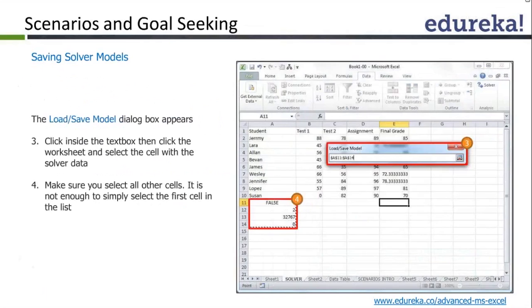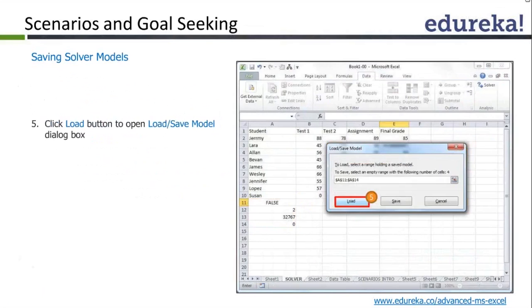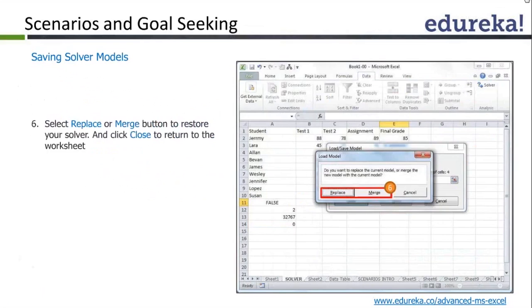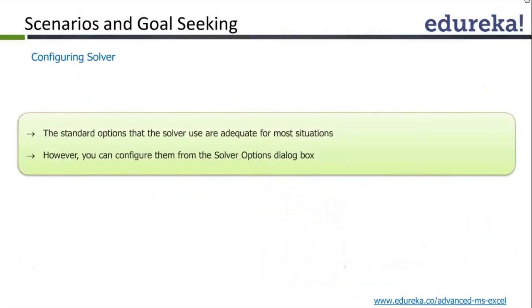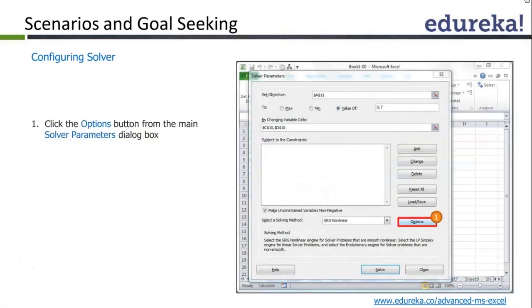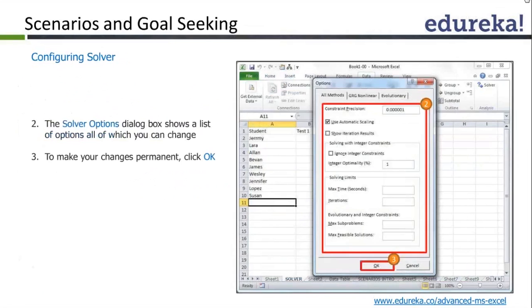If you want to retrieve the model, you can click on this load and save model. You can click on the model which you want to load and then say load. If you want to replace, that can happen. If you want to merge, to restore, that can also happen. So these are the standard options. As we discussed, solver is actually for a hit and trial approach. The options vary also. These are some of the options of solver.